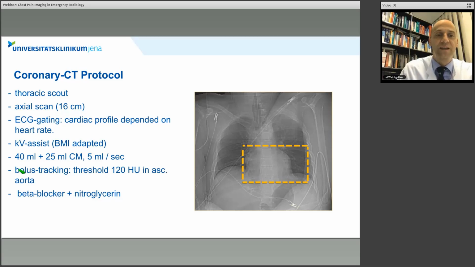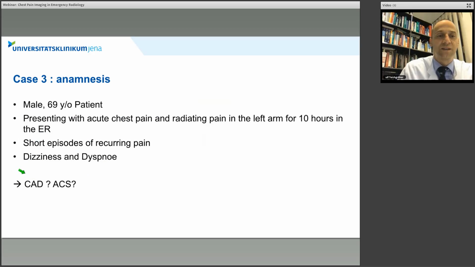So the whole diagnostics is really done by CT, and also our cardiologists as well as emergency physicians are relying on this imaging of the coronary CT, and therefore we need to have 100% or nearby 100% accuracy regarding the image quality and the acquisition. And this is nowadays really working very well with standardized protocols.